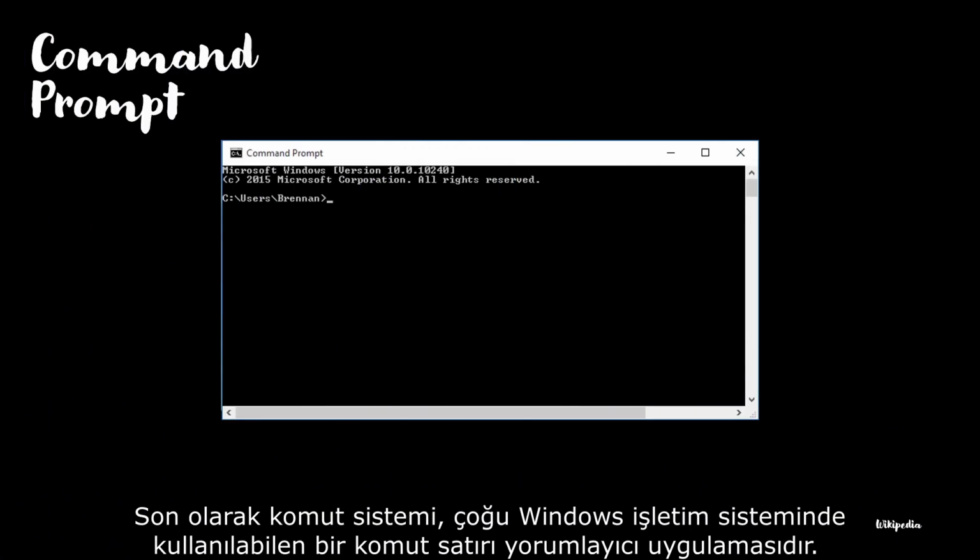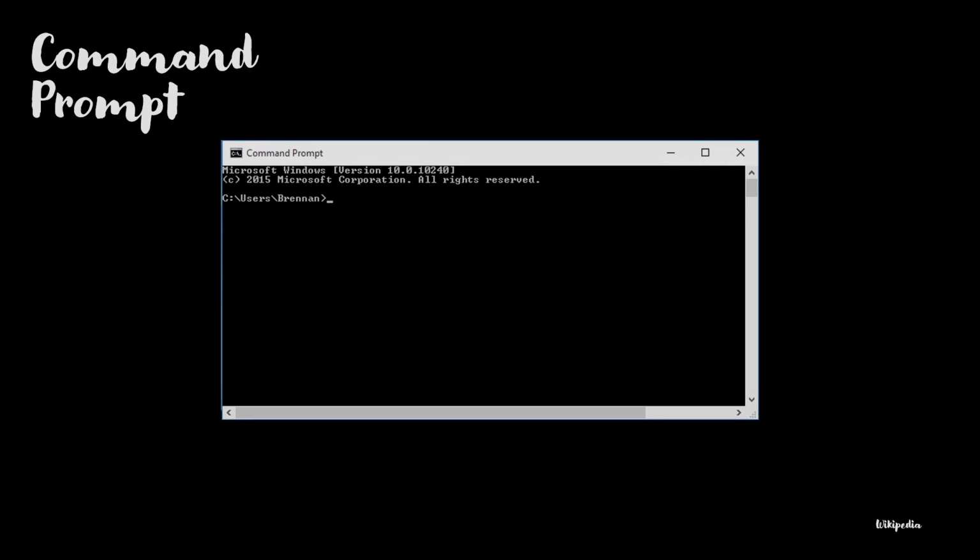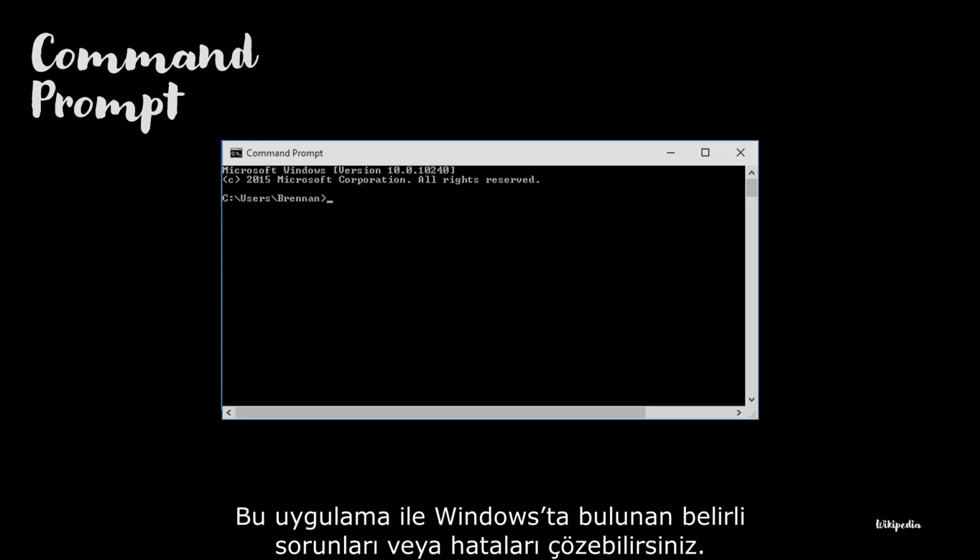Lastly, we have command prompt. It is an application that can be used in many Windows operating systems, and it is used to interpret command lines. In other words, it is used to run the given commands. And with this application, you can solve specific problems and errors in Windows.